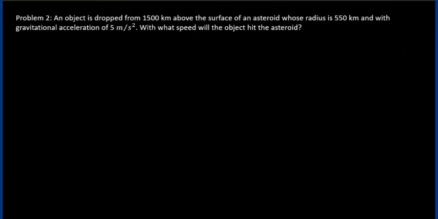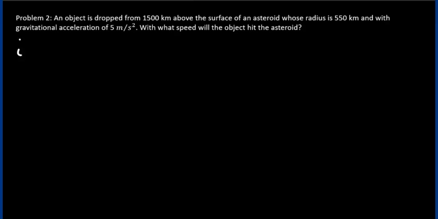Problem 2. An object is dropped from 1500 kilometers above the surface of an asteroid, whose radius is 550 kilometers, and with a gravitational acceleration of 5 meters per second squared. With what speed will the object hit the asteroid? So let's sketch what's going on here.